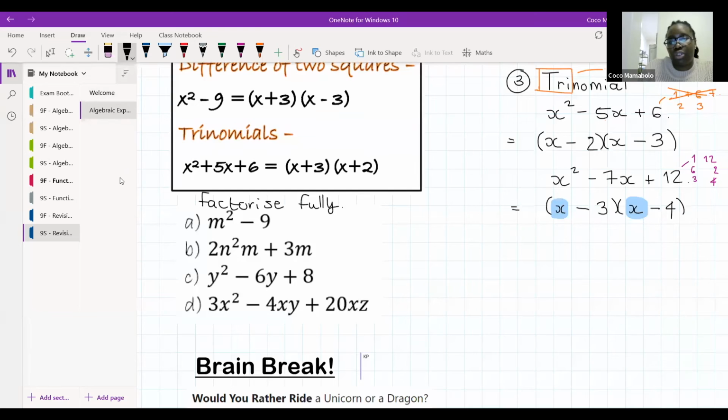Yes, no problem. Awesome. What kind of factorization are we looking at over here? Difference of 2 squares. Excellent. So what am I going to do? We're going to open 2 brackets. Good. M and M. And we're going to put minus and plus. Good. Minus and plus, and then 3 and 3. Beautifully done. Excellent work.